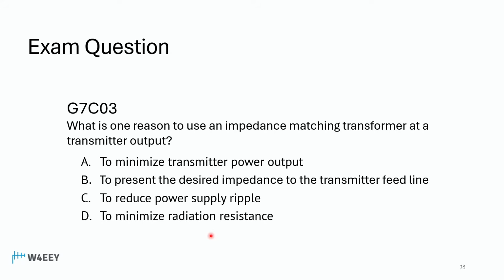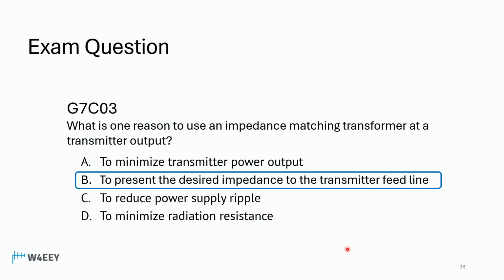What is one reason to use an impedance matching transformer at a transmitter output? Bravo. It is Bravo, to present the desired impedance to the transmitter feed line. Or as I like to say, you keep the transmitter happy.